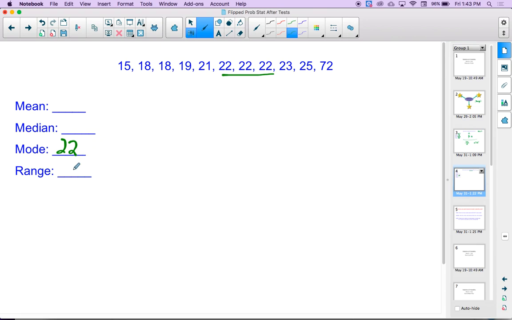Okay, next I think the range is easiest to find, 72 minus 15. Borrow from the 7. 12 minus 5 is 7. 6 minus 1 is 5. So my range is 57. That's just a bigger number. Tells me my data is spread out a little bit more.